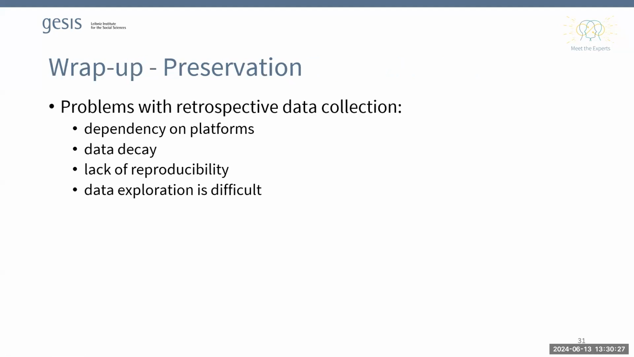Coming to the end of this presentation, let's look at a brief wrap-up on what we have heard, starting with preservation. We saw that there are many problems with this retrospective data collection. We are dependent on the platforms and on having access to the APIs. We saw examples of data decay, a lack of reproducibility, and that exploring the data for data collection purposes is difficult by relying only on the APIs.